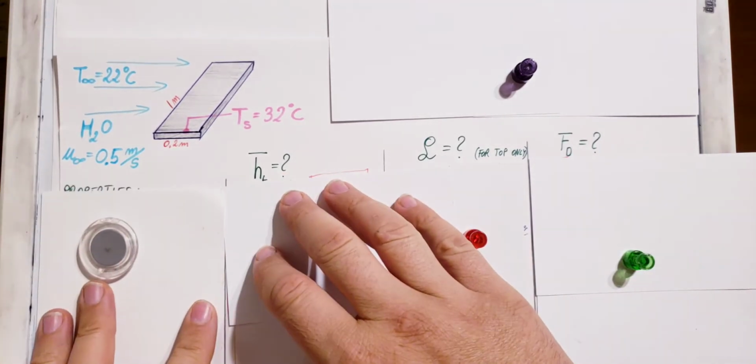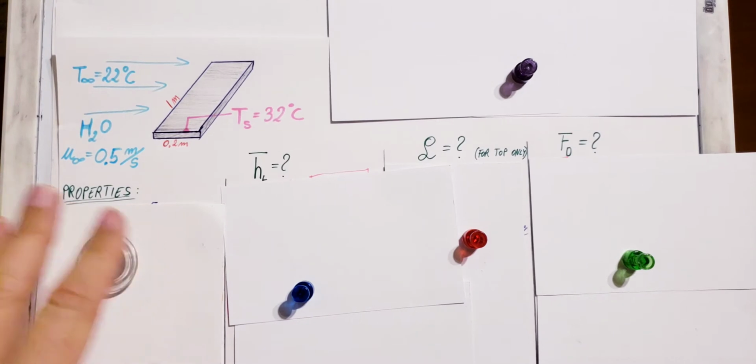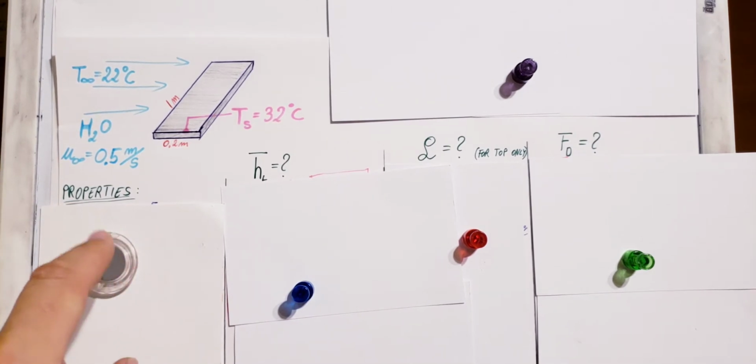On the left side, I'm going to leave a little space here because we're going to have to be looking up a bunch of properties from tables, so I'm just going to mark them right here.